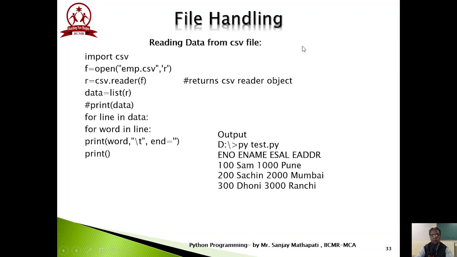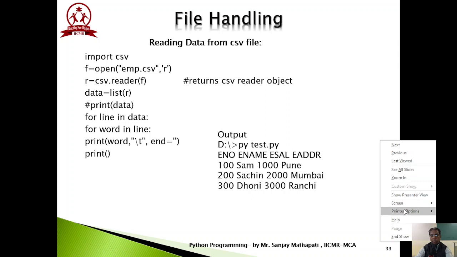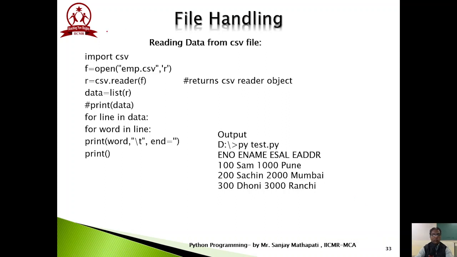Inside the CSV module, first we are going to use the CSV reader method. First we have created the file object: f equals open emp.csv in read mode. Then we create the CSV reader object, which is equals csv.reader, for which file object, that is f.